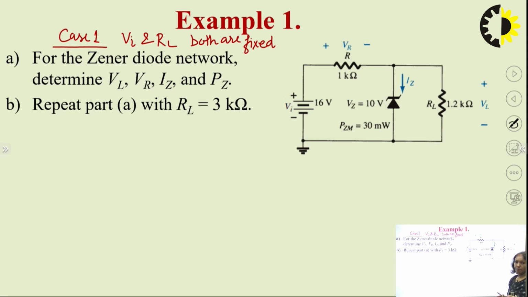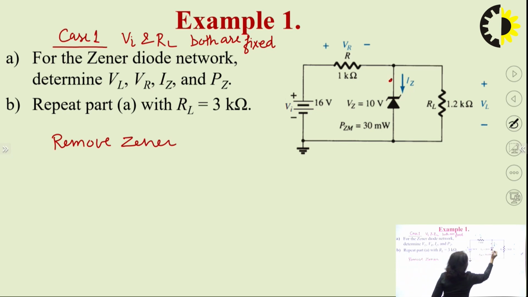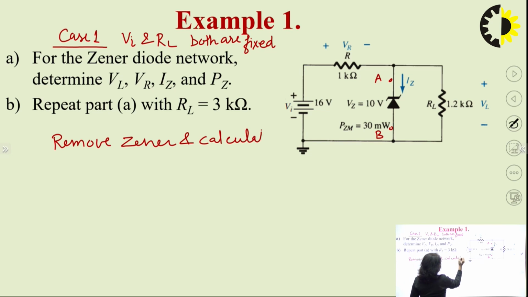So this is part A. Let us start solving this problem. My first step is to remove the Zener diode from the network and calculate VAB.